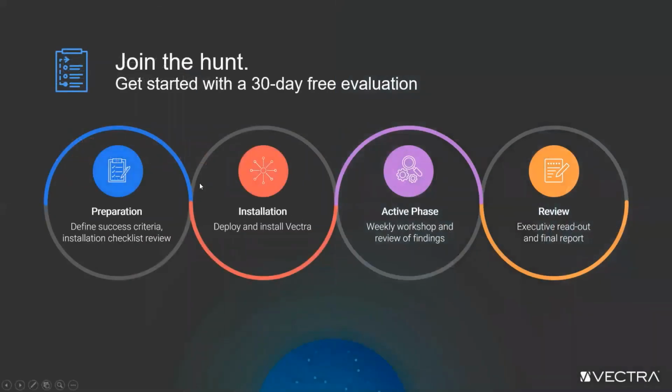But this is generally the process we go through. So obviously we've gone through the overview so you can see the product and what it is and what it does. What we'll then look to do, if it's something you wanted to proceed with, is define a success criteria about what exactly we're going to be looking for and what we want to see, whether you're comparing it against products you're using at the moment, or whether you just want to see everything that the product can do. And then we create an installation checklist. We then get a device sent out to you.